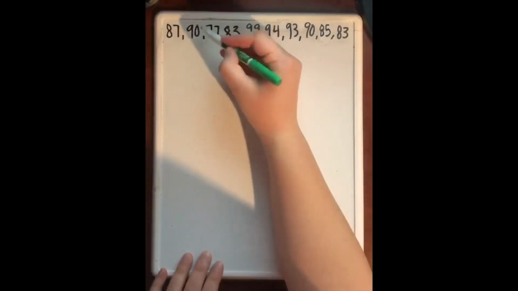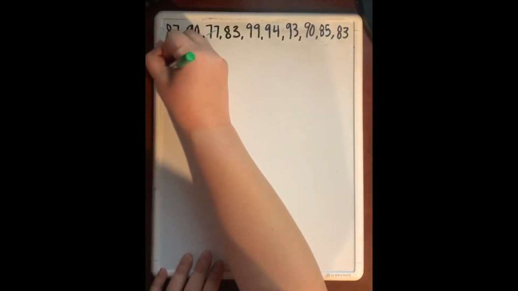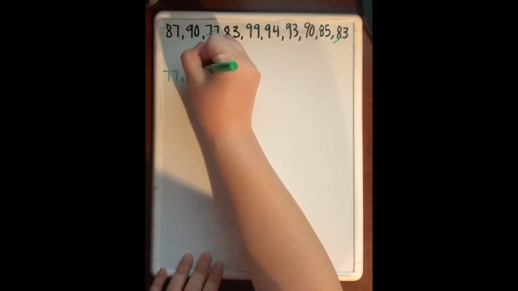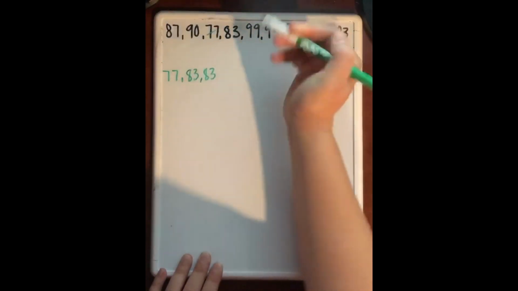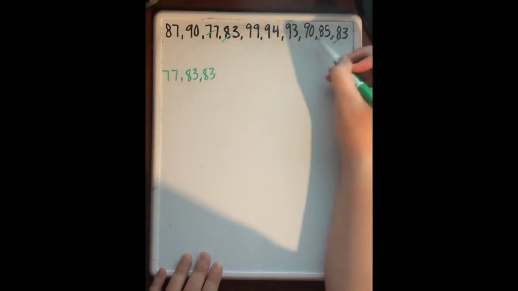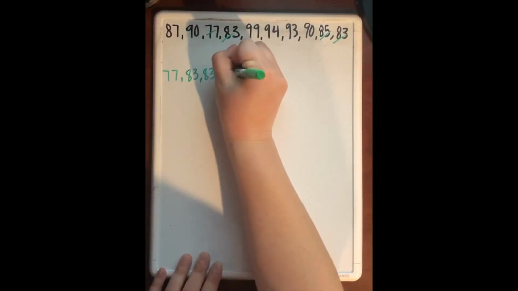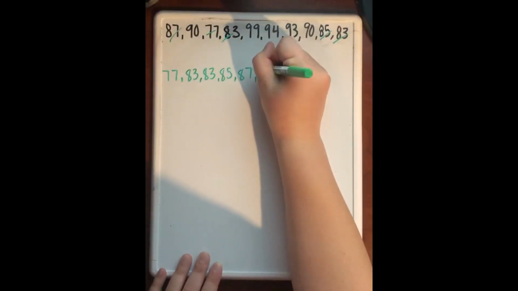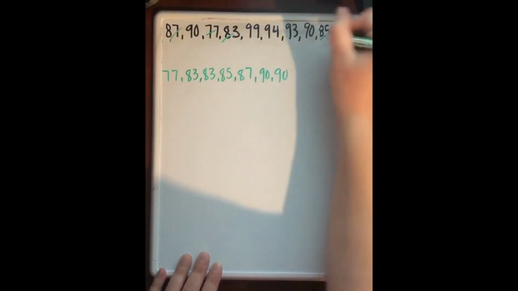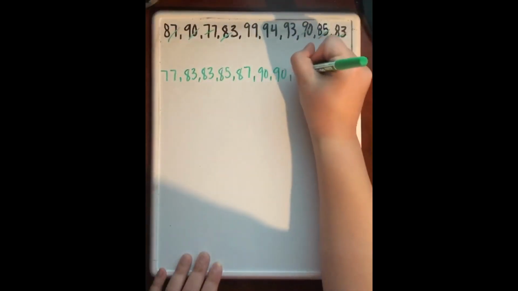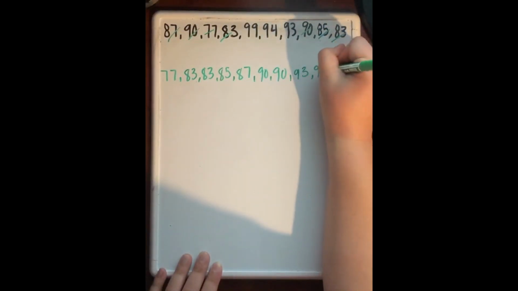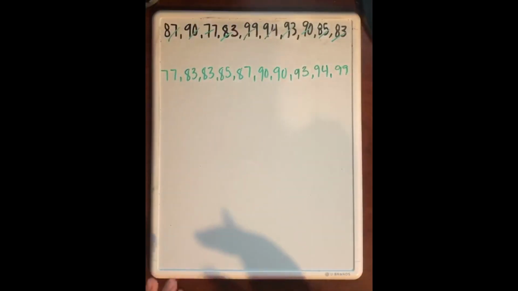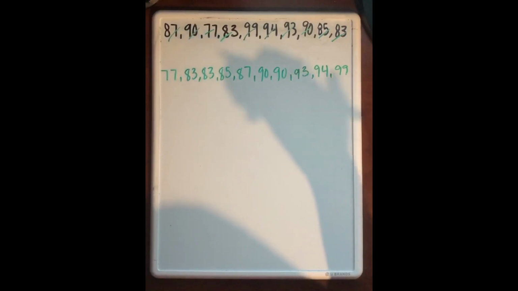All right, so I'm looking and I see 77 is my smallest number. 83, I see 2 of those. 85, 87, 90, and I also see 2 of those. 93, 94, and 99. All right, so now I have all my data values arranged from least to greatest.